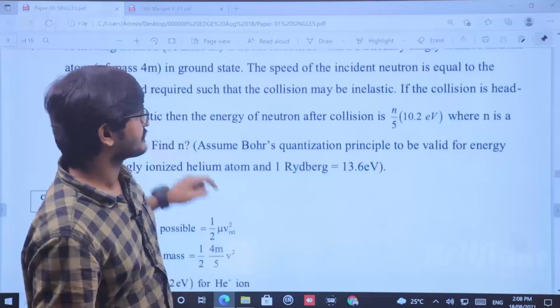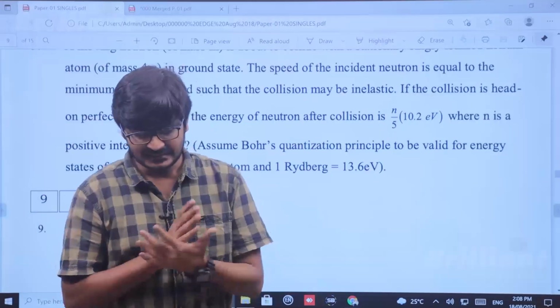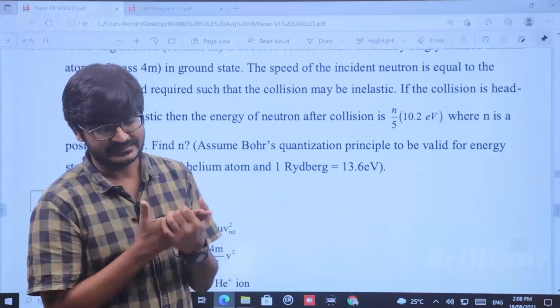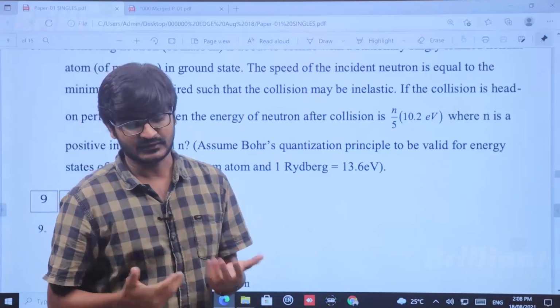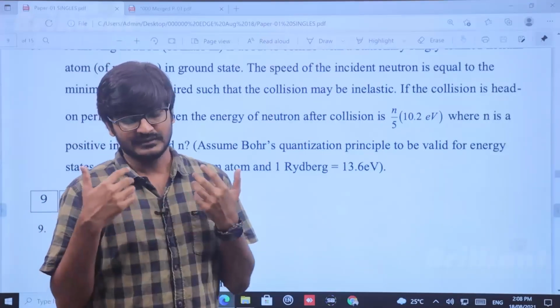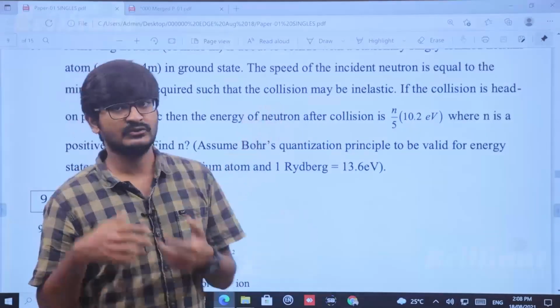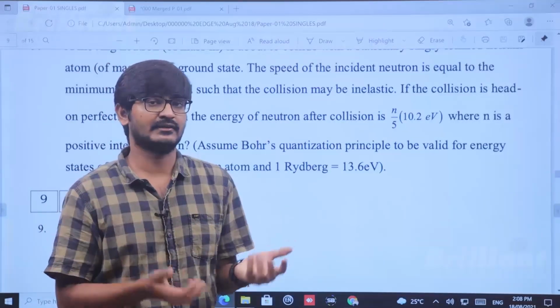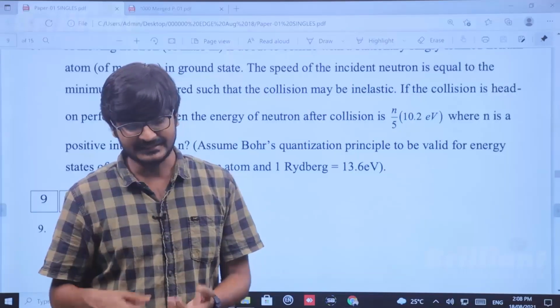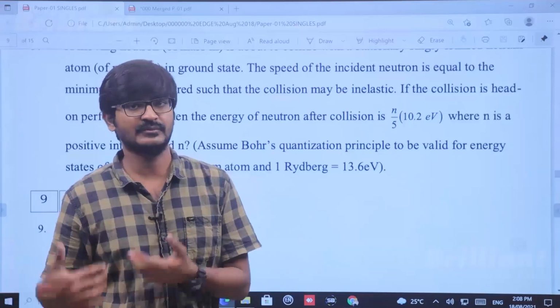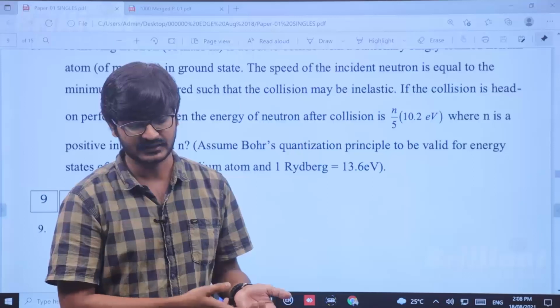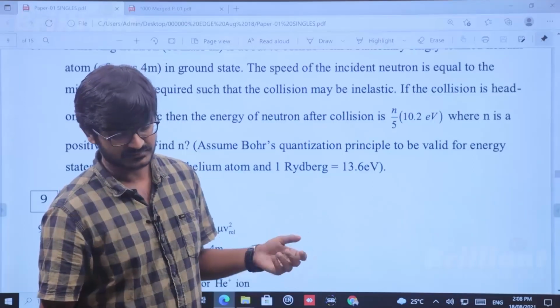What is the second part? If the collision is head-on perfectly elastic, then the energy of the neutron after collision. So basically they gave the first information to make you find the speed of the neutron. Now the second question is quite easy. You know the speed of the neutron before collision, you have to find the speed of the neutron after collision.